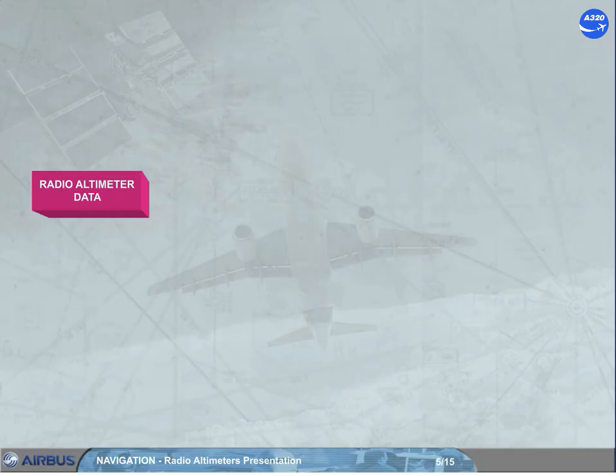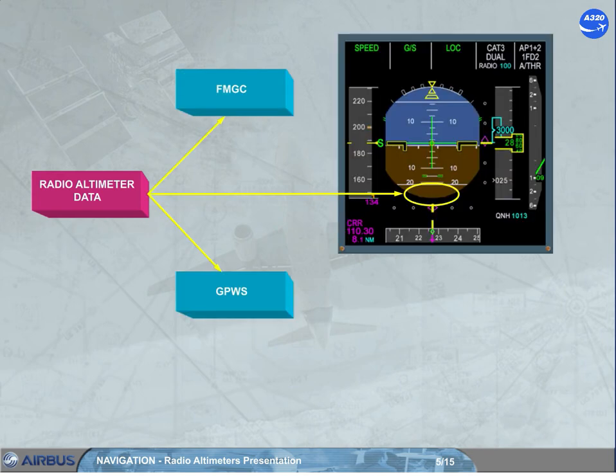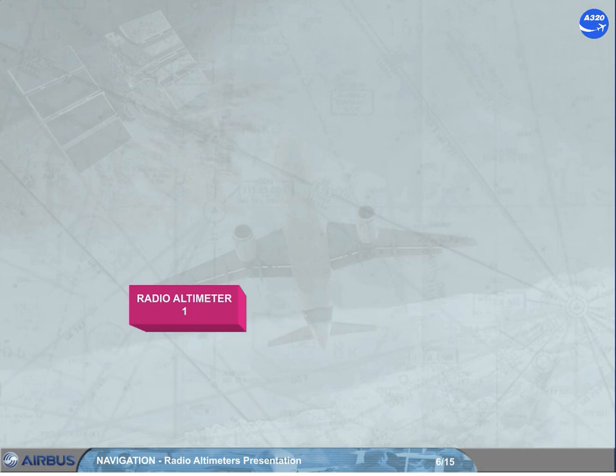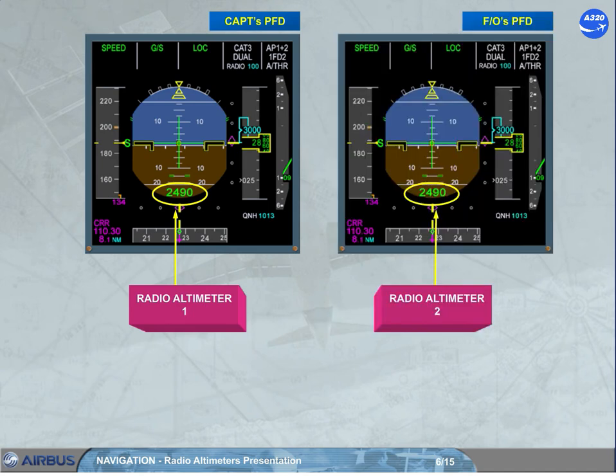Radio altimeter data is supplied to several different users. The radio altimeter information is displayed on both PFDs only if below 2,500 feet AGL. Normally, the radio altimeter 1 height is displayed on the captain's PFD, and the radio altimeter 2 height on the first officer's PFD. If either radio altimeter fails, both PFDs display the height from the remaining radio altimeter.